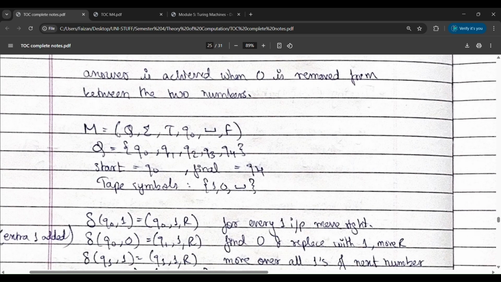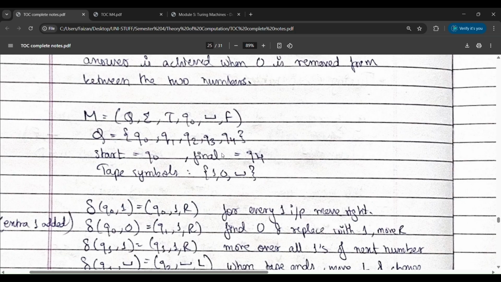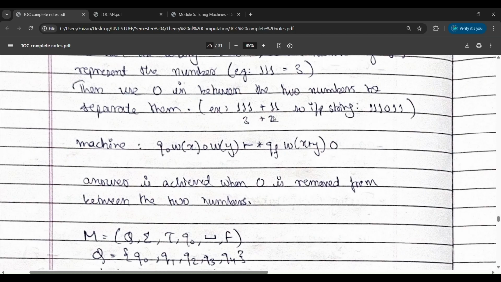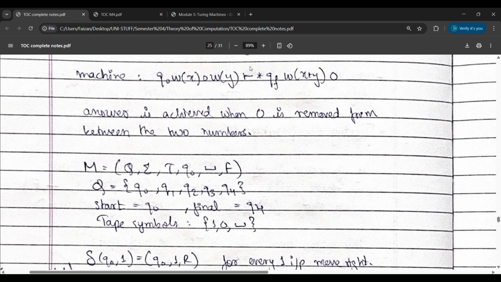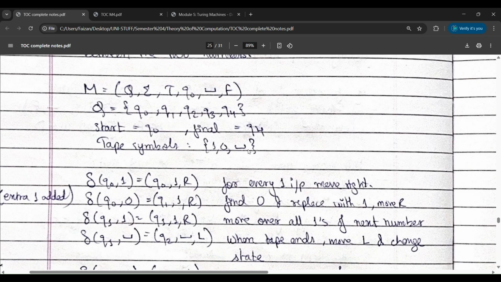Simple as that. So you have to remove the 0. How are you going to remove it? We are going to follow the following steps. First of all, we'll have the number of states: q0, q1, q2, q3, q4. We will set q4 as the final state. We have tape symbols 1 and 0, and the blank symbol. As we know, we're just counting in ones and zeros. The 0 is separating and the 1 is counting the number. Blank is always going to be there.